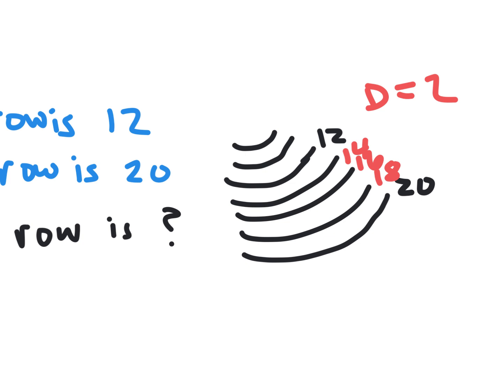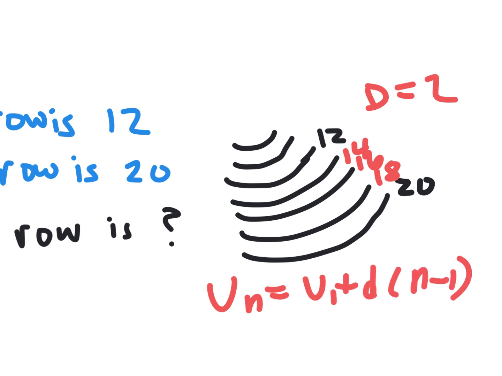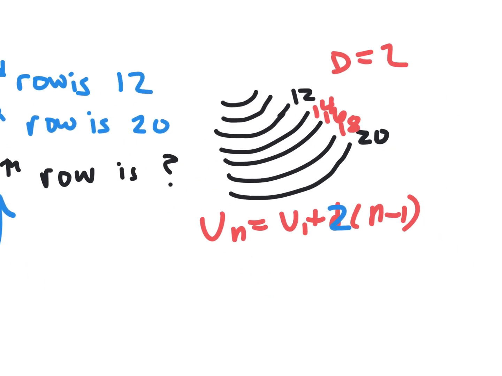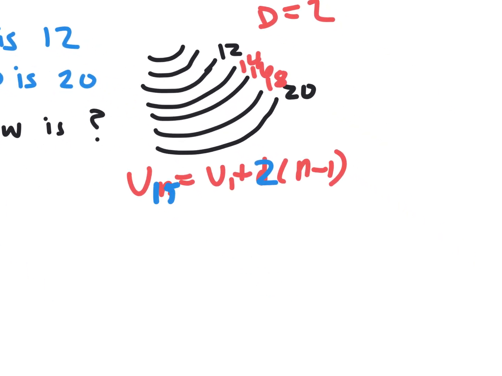There's only some formulas that have D in it. In fact, there's only 2. And we aren't adding them all up, so it must be this one. U_n equals U_1 plus d(n minus 1). I have the common difference already. It's 2. I already know that I want the 15th row, so that's 15. It's a lot like last time.